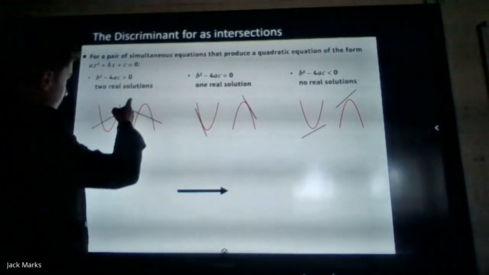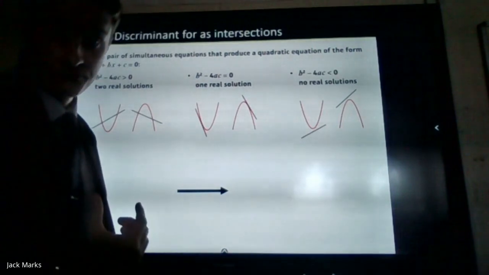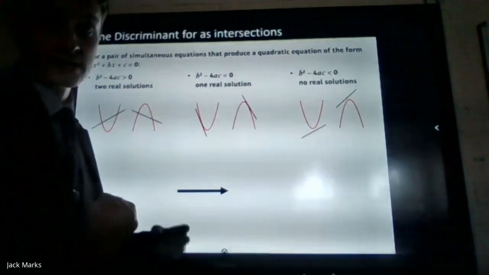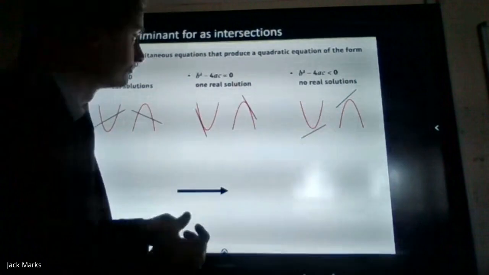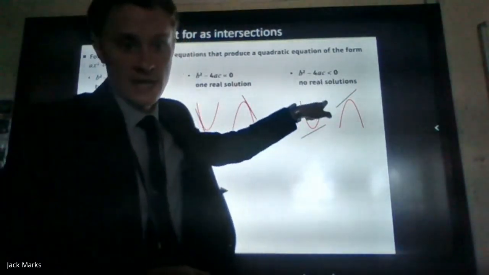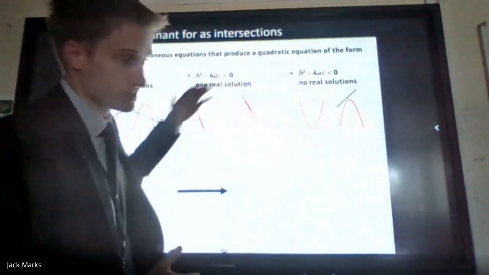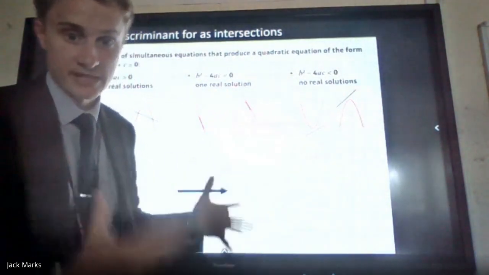We looked at greater than 0. Greater than 0 meant that there were 2 real solutions, okay? It means that they intersect twice. We also just saw negative, that just means negative, okay? If it's negative, it means they don't intersect at all. And then in the middle, there is the case where it's equal to 0.